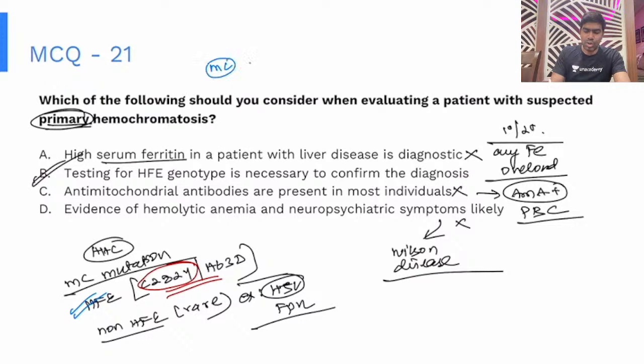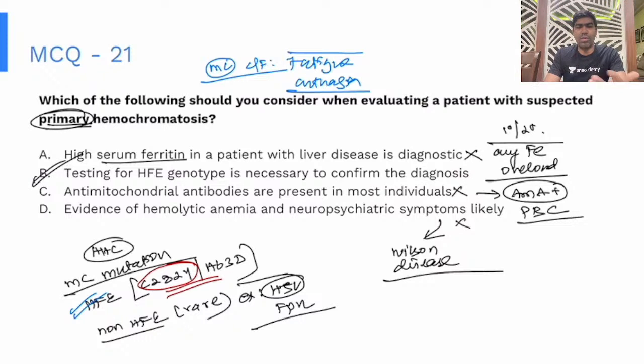If they ask you the most common clinical feature of hereditary hemochromatosis, it's actually fatigue and arthralgia. Fatigue and arthralgia are the most common clinical manifestations of hereditary hemochromatosis. But you can get other problems also. So what are the other problems that you can encounter? You can develop arthritis, that is hemochromatic arthritis, and you can develop cardiomyopathy.